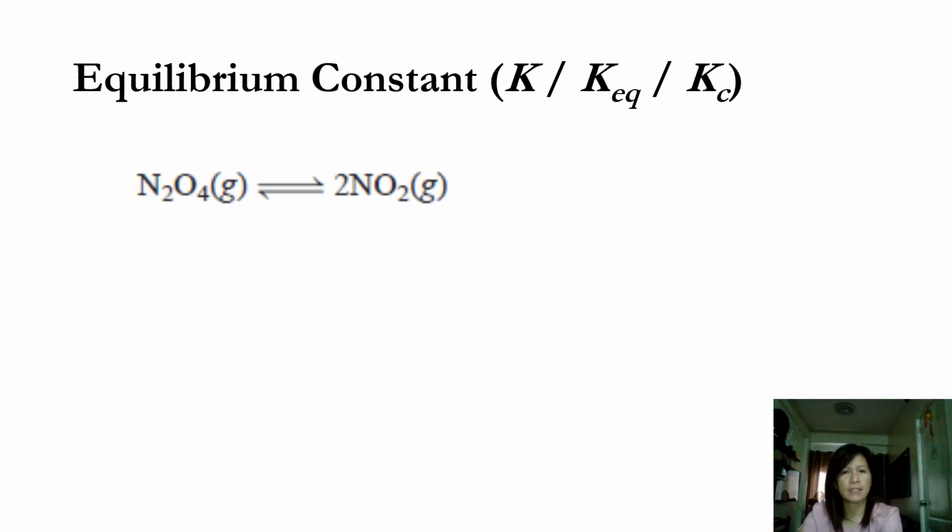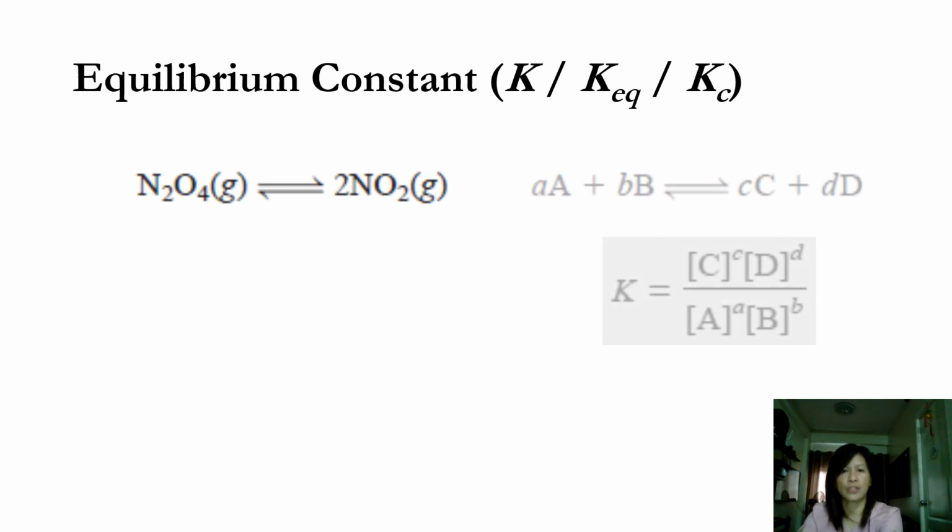Okay, let's have this chemical reaction as an example. To interpret, we have 1 mole of dinitrogen tetraoxide gas changing to 2 moles of nitrogen dioxide gas. This reaction is assumed to be at equilibrium because of the double arrow between the reactant and the product. So how do we express the equilibrium constant for this particular reaction?